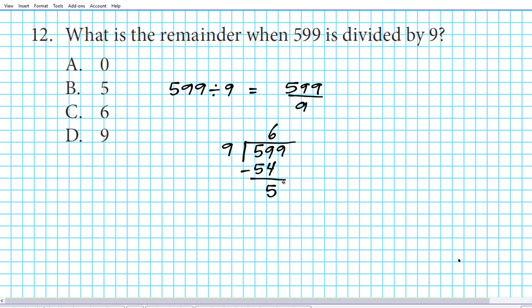9 minus 4 is 5. We bring down this 9, 59 again. How many times does 9 go into 59? Still 6 times. 6 times 9 is 54. Subtract, you have 5. So what is the answer here? The answer is 5. The question asks for the remainder, what's left at the bottom after you carry out your long division algorithm. So the remainder is 5. Answer to question number 12 is option letter B.